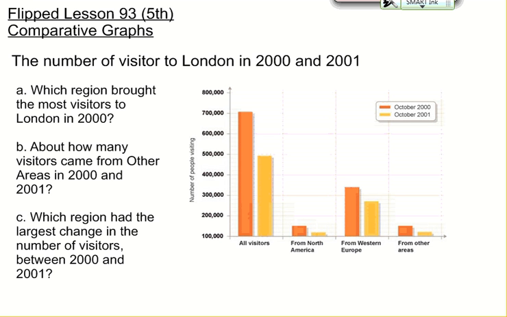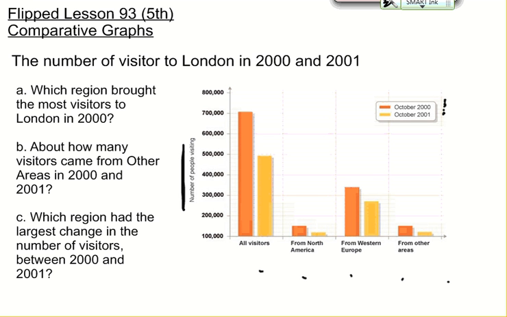So our graph shows the number of visitors to London in 2000 and 2001. With that idea in mind, then we can say, okay, we see the information. You can see the number of people over here compared to where they're coming from over here, with a legend up here explaining what the colors represent, as in the years. And so question A says, which region brought the most visitors to London in 2000?